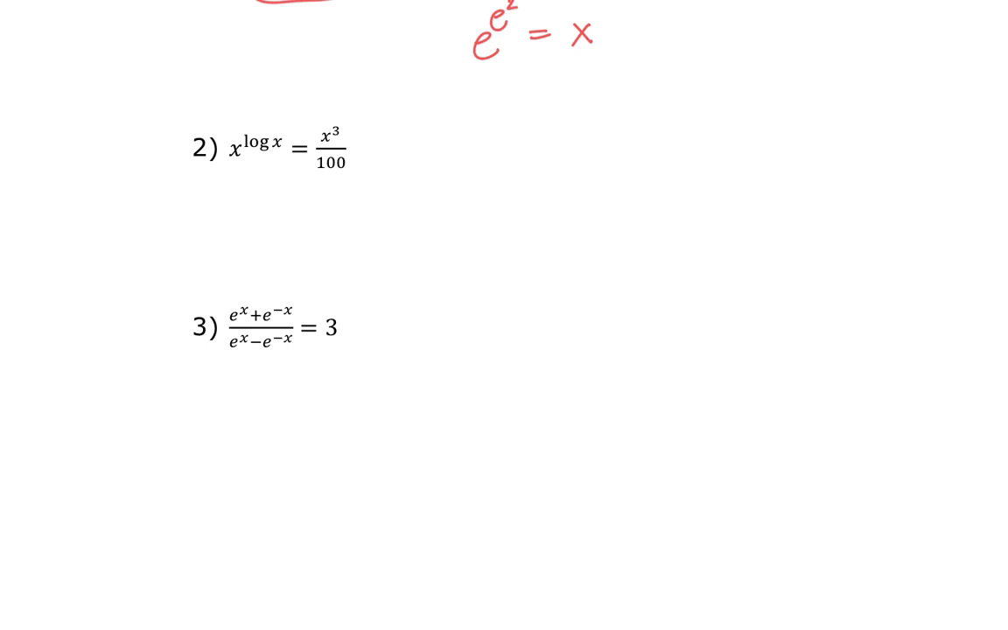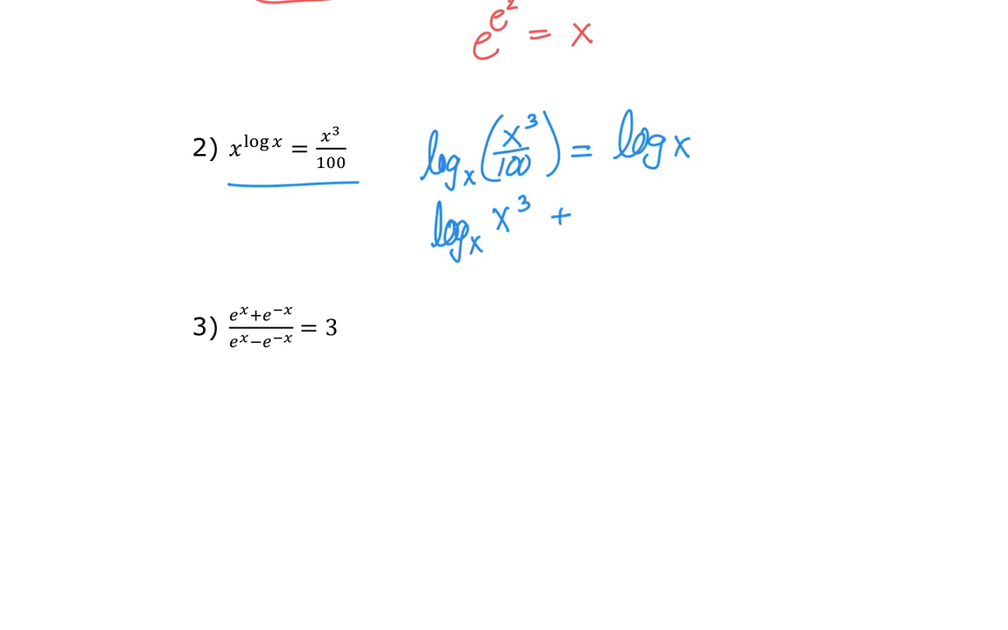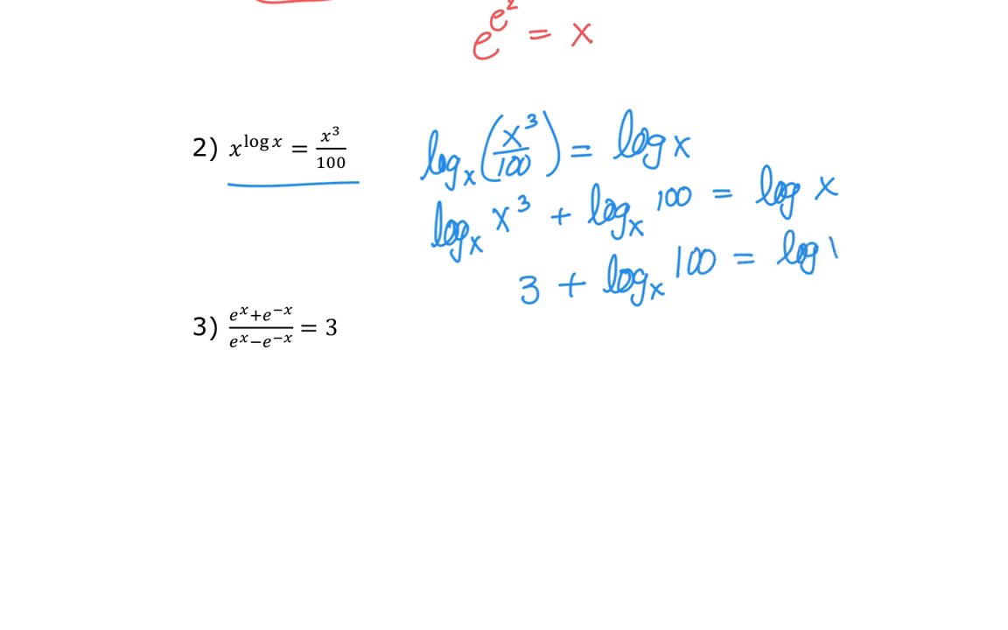For number 2, we're going to turn this into its equivalent log form. So it is the log base x of x cubed over 100 is equal to the log of x. Now I'm going to expand this out on the left-hand side. So I have the log base x of x cubed plus the log base x of 100 is equal to the log of x, common log of x. So this becomes 3 plus the log base x of 100 is equal to the log of x.